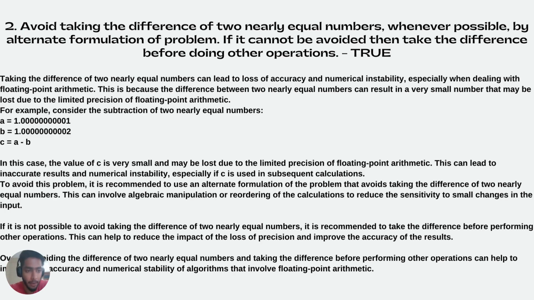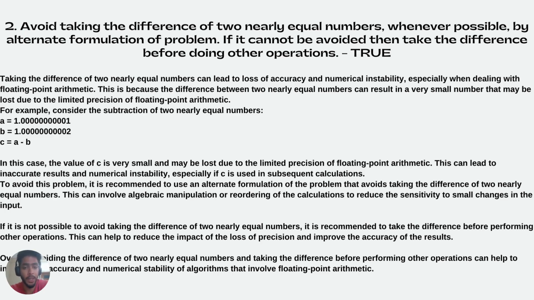For example, we have this value of a and we have this value of b. So as you can see, in the end part of the decimal, we have a difference of 0.0000001 if we compute b minus a. In this case, the value of C is so minute and it may be lost due to the precision of floating point arithmetic, and this can lead to inaccurate results and numerical instability. Especially if C is used again and again in our calculations, this can really lead to a problem.